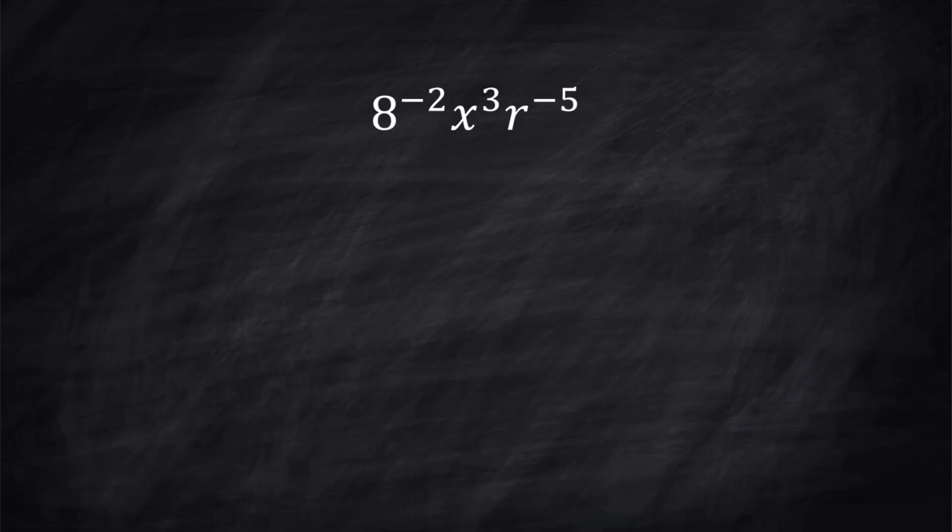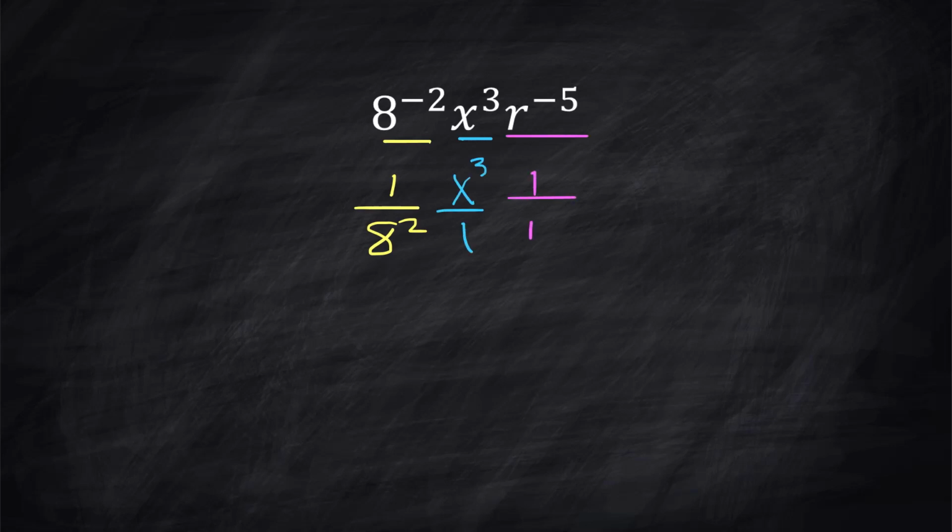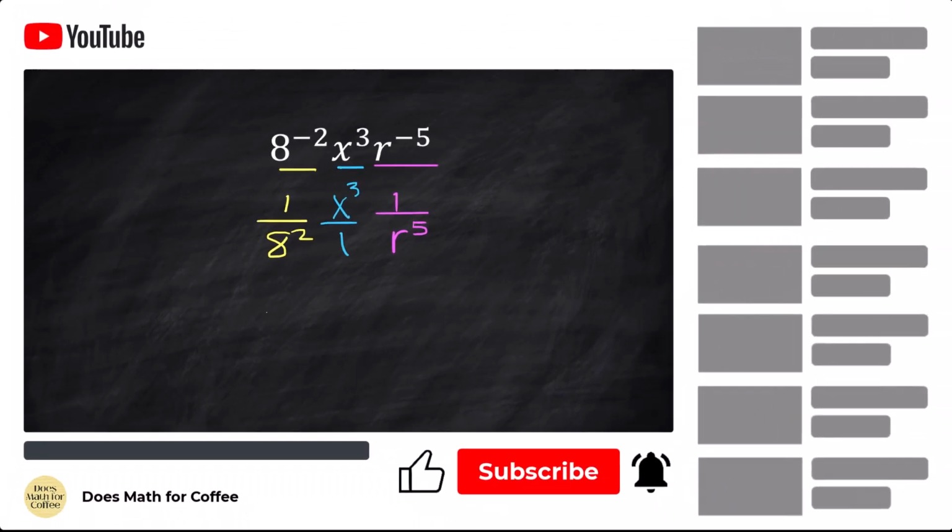For this one, you have 3 terms multiplied together. 2 of them have negative exponents. So we're going to rewrite 8 to the negative 2 as 1 over 8 squared. We're going to rewrite x cubed as x cubed over 1. And we're going to rewrite r to the negative 5 as 1 over r to the positive 5.